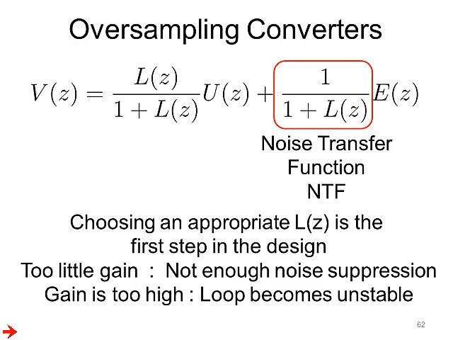Now, choosing an appropriate loop filter transfer function L is the first step in the design of a delta sigma converter. Simplistically speaking, if the gain of the loop filter is not very high, then there is not enough noise suppression. On the other hand, if one chooses L to have too high of a gain in the signal band, then because of the negative feedback, it's very likely that the loop becomes unstable.